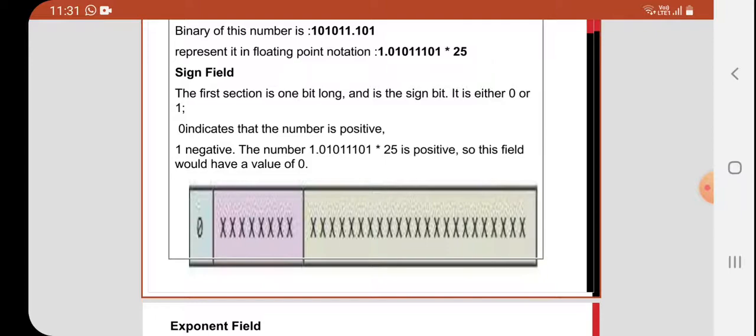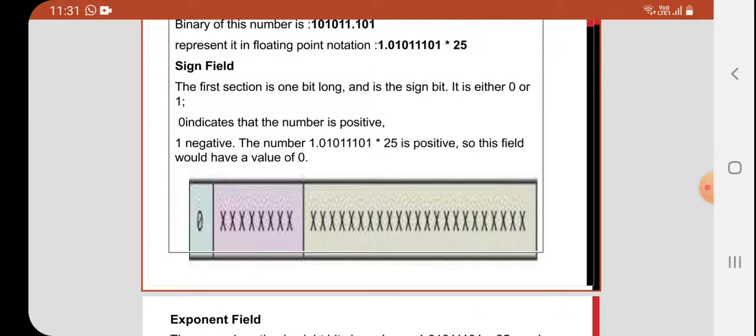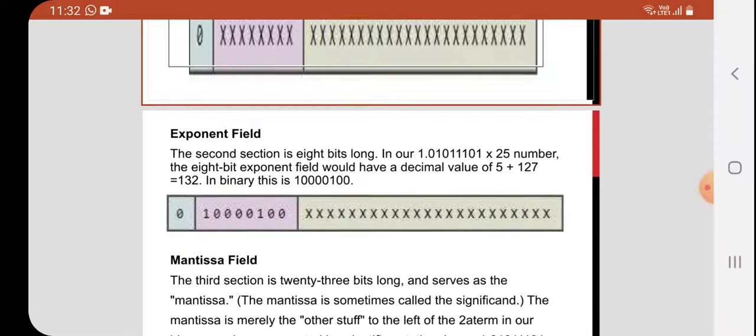First is the sign bit, which is only one bit. It can be either 0 or 1. If it's a 0, it's a positive number, 1 means a negative number. We know that the given number is positive, so put 0. Coming to the exponent field, we know that the exponent field is 8 bits long.